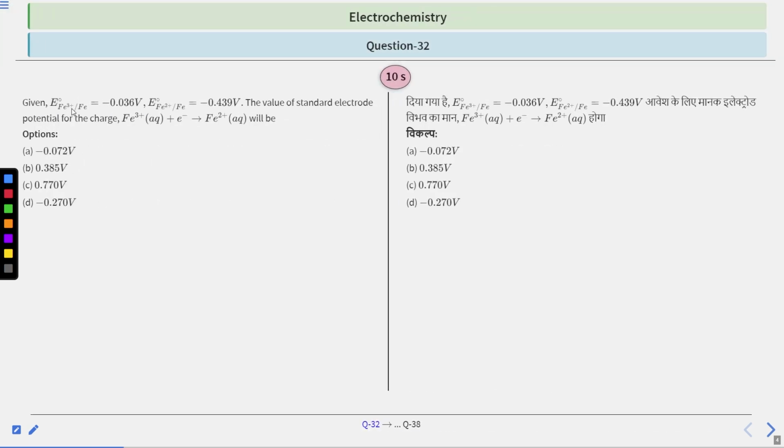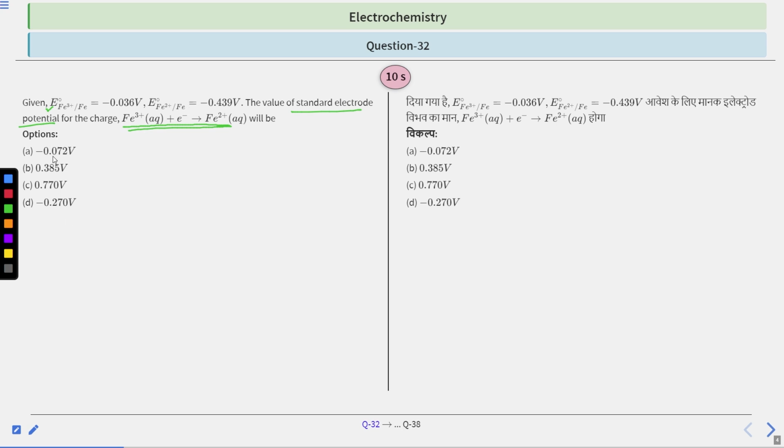Given E naught of Fe3+ to Fe is minus 0.036 volt, E naught for Fe2+ to Fe is equal to minus 0.439 volt. The value of standard electrode potential for the change Fe3+ plus electron giving Fe2+ will be? So we have to find out the standard electrode potential for this reaction. We are given the E naught for Fe3+ to Fe and the E naught for Fe2+ to Fe.